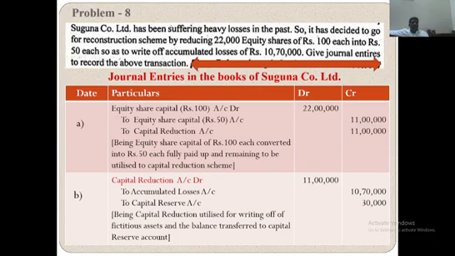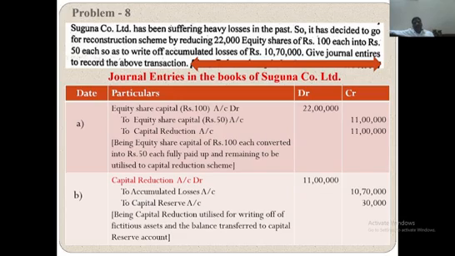First, Suguna Company Limited has been suffering heavy losses in the past. So in the past relevant previous years, they faced heavy loss. In this regard, they decided to go for a reconstruction scheme by reducing 22,000 equity shares of rupees 100 each into 50 each. So the face value of shares is rupees 100 each, but they got the approval from court, and they are reduced to 50 each. So old share capital account debit to new share capital and to capital reduction account.